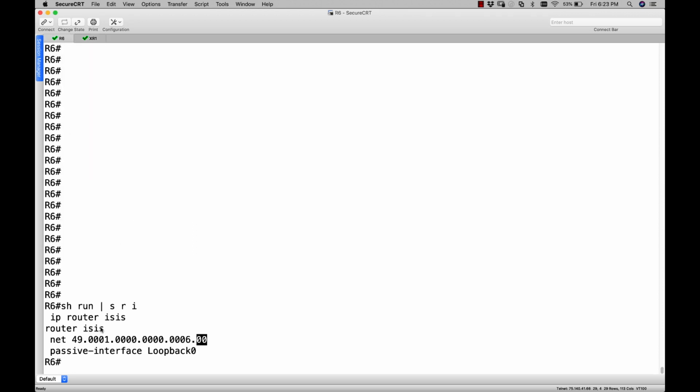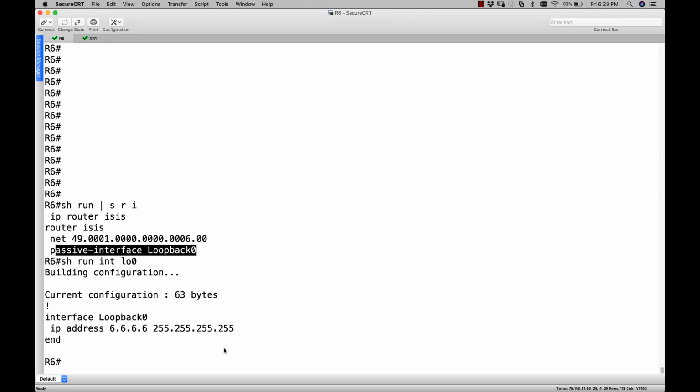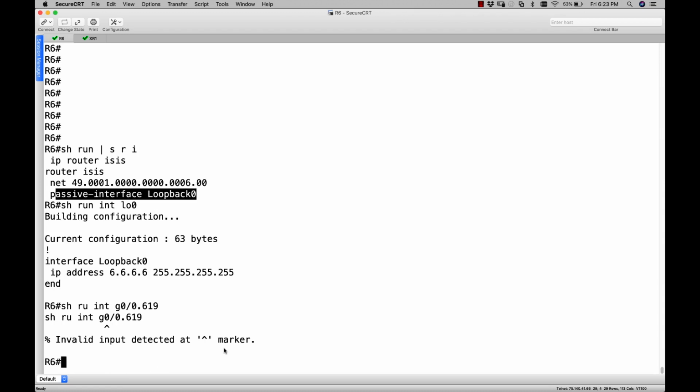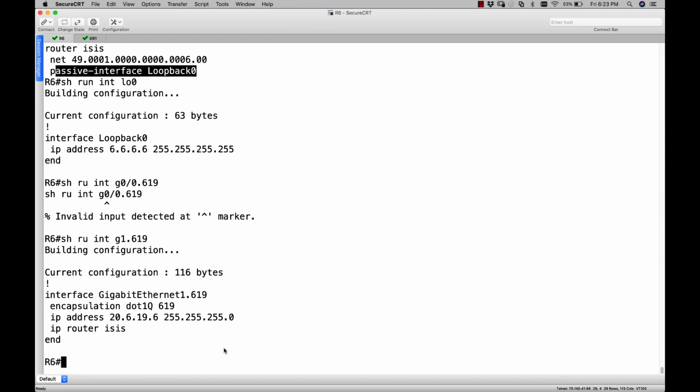Similarly, here on R6, I have the passive interface loopback 0. So I have not activated ISIS on the loopback, but I have only activated on my physical interface, which is Gig 1.619. So I have activated ISIS on the link directly connected to XR1. The loopback is not running ISIS, but I've given the passive interface, so they will still learn about each other.